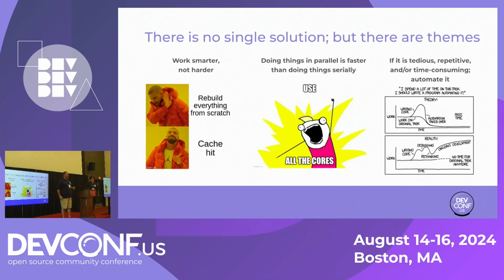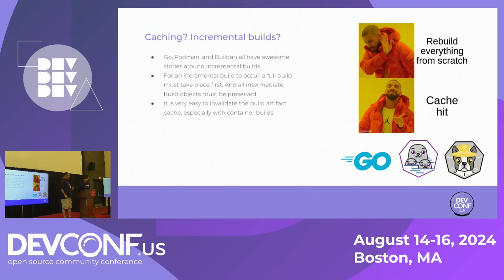We all have multi-core machines. Put all those cores to use. And then the last one is, if something is tedious, time-consuming, or whatever, it deserves to be automated away. So first we need to talk about caching and incremental builds. So Go, Podman, and Buildah all have a really amazing story around incremental builds. But there are two prerequisites to getting that.